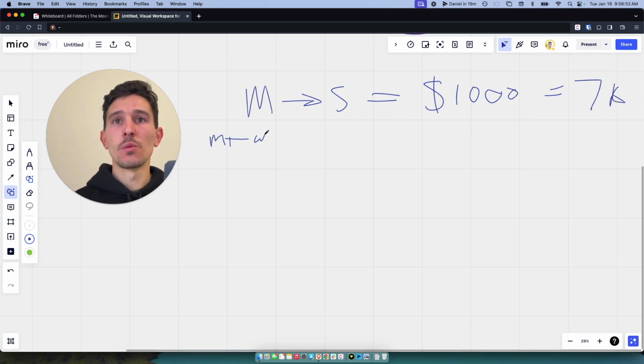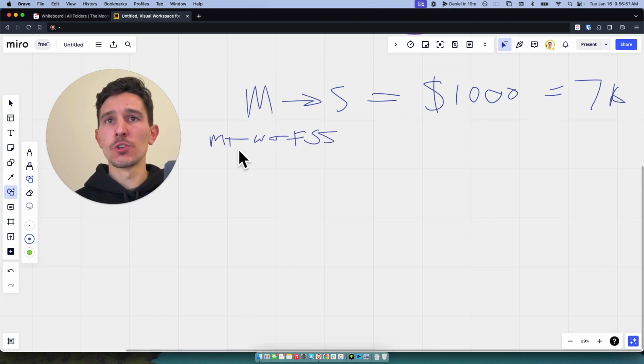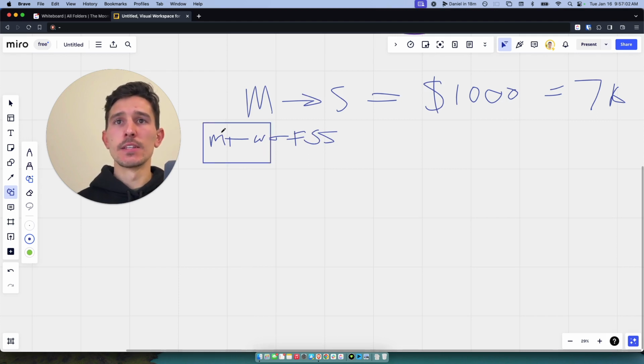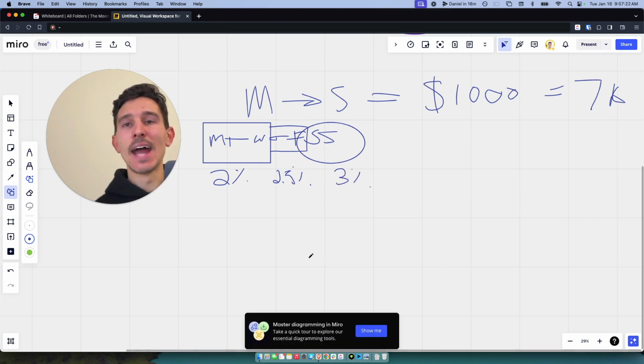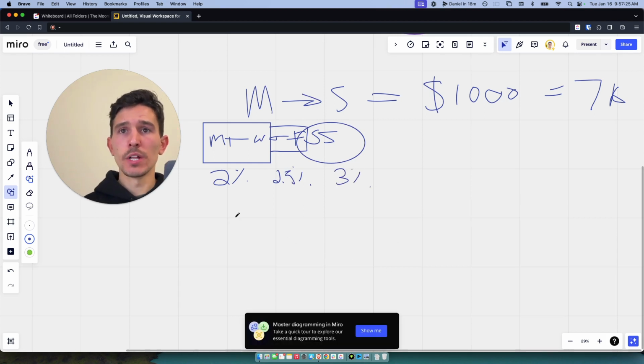So we're looking at Monday, Tuesday, Wednesday, Thursday, Friday, Saturday, Sunday, and we'll look at what's the conversion rate for each of these days. So let's just say Monday through Wednesday, stick with me here, is converting at about their average conversion rate, which is 2%. And then Thursday and Friday are converting at a 2.5%. And then Saturday and Sunday are converting at a 3%. Now, 9 out of 10 marketers, whether it's Facebook or Google ads, are going to spend the same amount of money on Monday, Tuesday, Wednesday, Thursday, Friday, Saturday, Sunday.